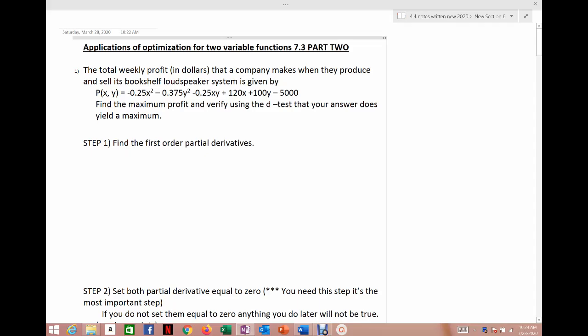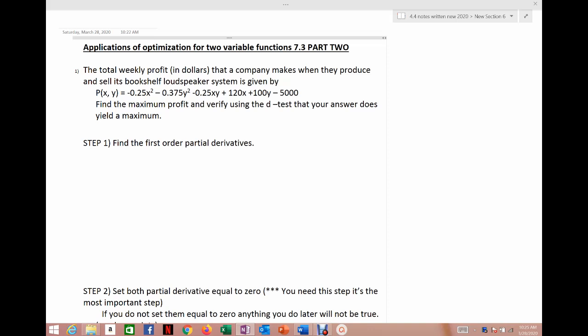So this is 7.3 part 2, which is applying what we did in the first part, finding the critical values, and then testing to see if the critical values do give us what we're looking for, either maximums or minimums. So this is applications of optimization of two variable functions. It's very similar to what we did with one variable cases, right?